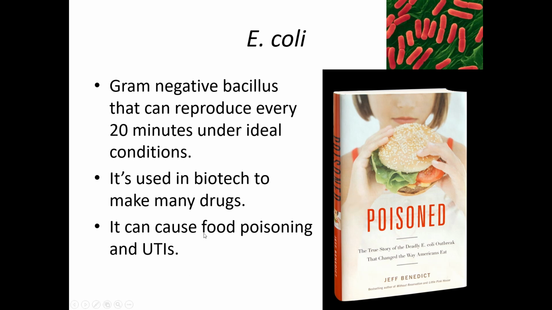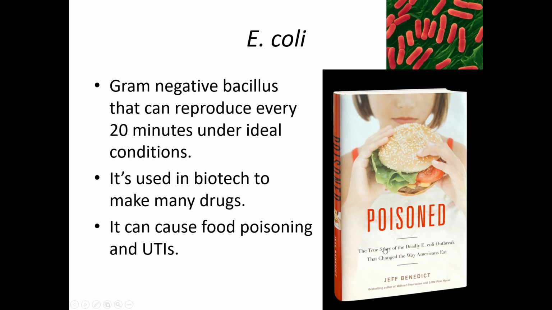It can cause food poisoning. There's one strain of E. coli called O157H7 that produces a toxin called the Shiga toxin. And Shiga toxin does really horrible things to your intestines and your kidneys so that you end up pooping and peeing blood because your blood vessels sort of get leakier.